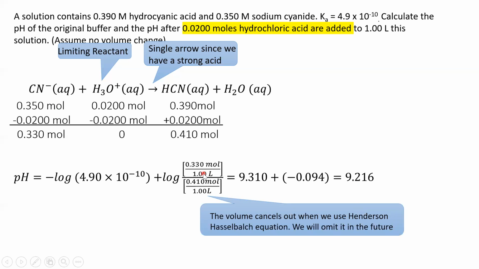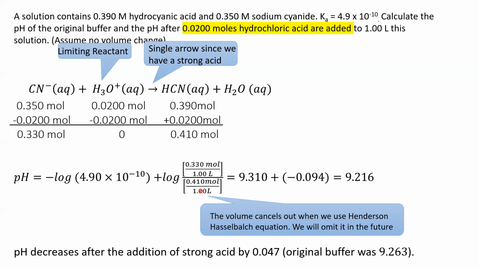Okay, now, it's a 1 liter container. It tells us that 1 liter solution. The volume here will cancel out with the volume here. We don't really have to put it in there, and in the future, we don't have to show it. Even if it's not a 1 liter solution, this volume number here will cancel out with this volume number here. So again, the pH decreased when we added the acid, but it only decreased by 0.047. It was 9.263. Now it's 9.216. So buffer solutions resist large changes in pH by either consuming the acid or the base that's added to them.